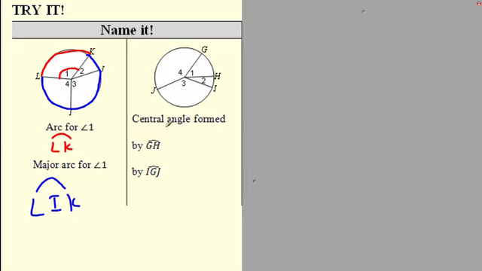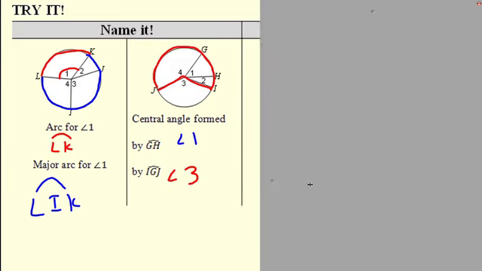Can you go backwards? What if I tell you, what's the central angle formed by GH? So here's the arc by GH. Who does it make? It makes angle 1. So no problem. It kind of goes both ways here. How about IGJ? So if I'm looking at IGJ, let me erase my old one here, and we'll do this one in red. So if I go from I to G to J, what angle is it naming? Well, it's a major arc for which one? Remember, you're naming angle 3. It's this angle formed here. So it's the major arc for angle 3. The minor arc would be JI. Excellent. Very good. So that's naming it.